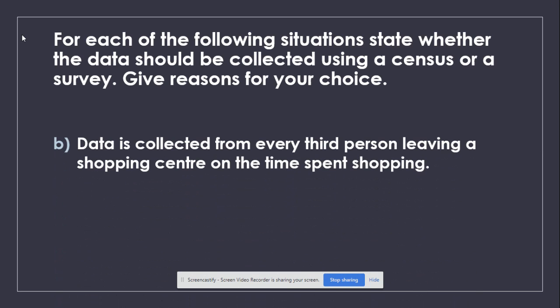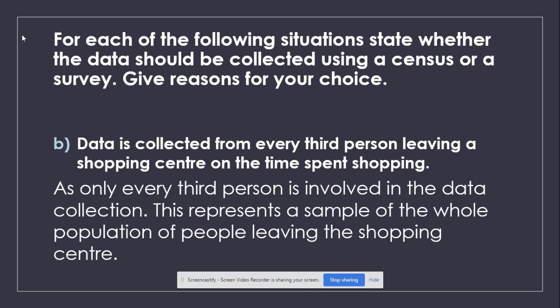For B: Data is collected from every third person leaving a shopping centre about the time spent shopping. Not everybody. So therefore that one is a survey. As only every third person is involved in the data, this represents a sample.